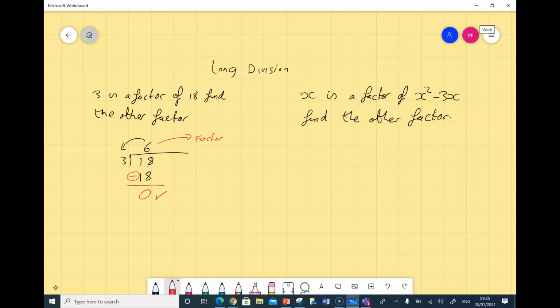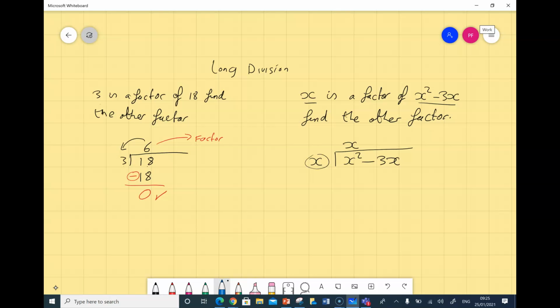Now, let's just involve a bit of algebra. x is a factor of x squared minus 3x. Find the other factor. If it's a factor, I know it divides in with 0 remainder. So I divide x into x squared minus 3x. So what do I multiply x by to get x squared? I'd multiply it by x.